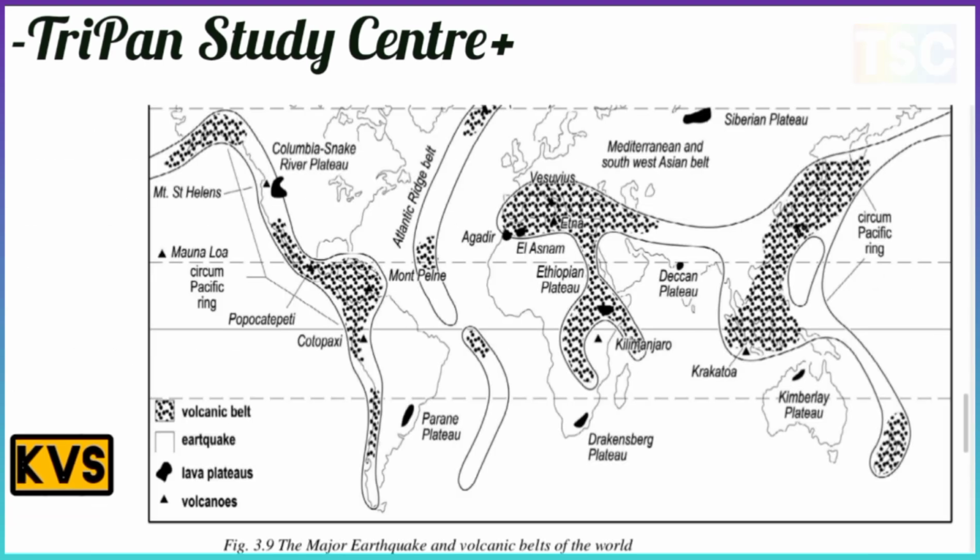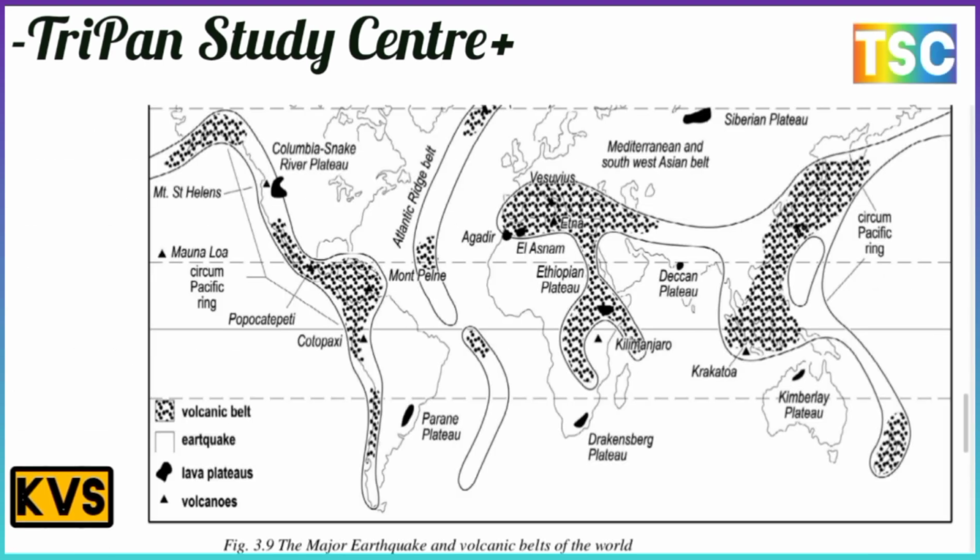Here we show the major earthquake and volcanic belts of the world. The dotted shape is the volcanic belt, as shown in this diagram, and there is a clear earthquake zone. Lava plateaus are the dark zone, and the triangle shape is a volcano, shown in this diagram. These are the major earthquake and volcanic belts of the world.